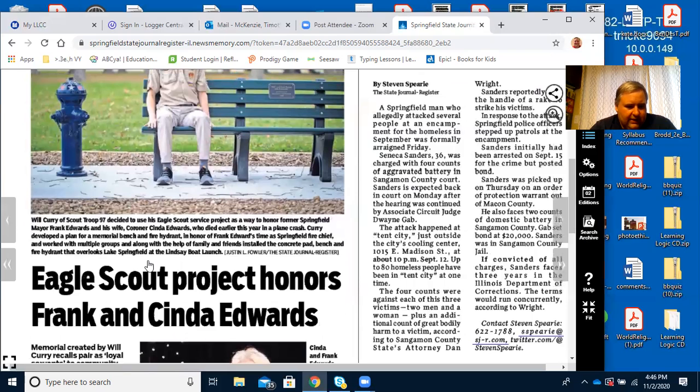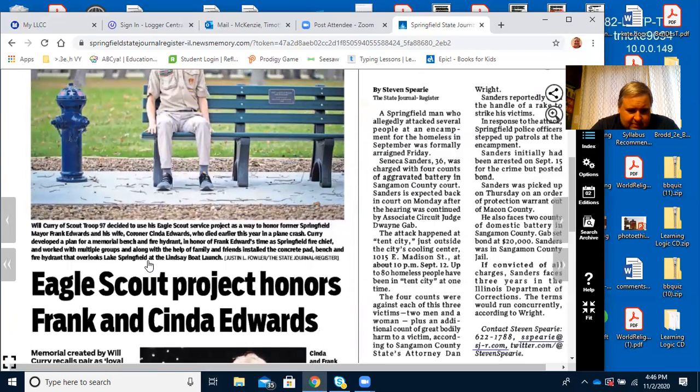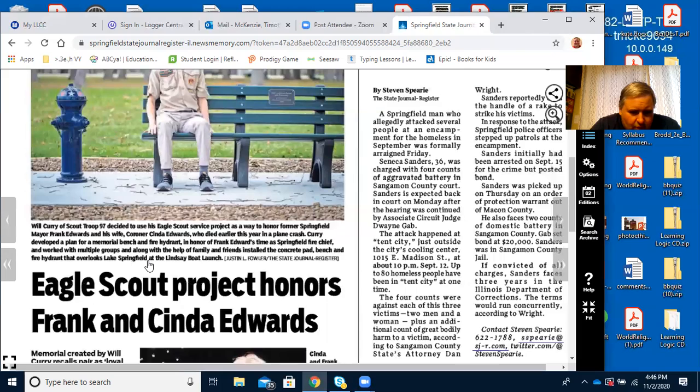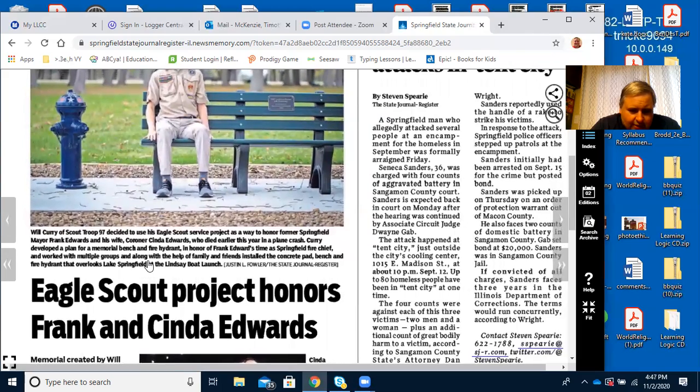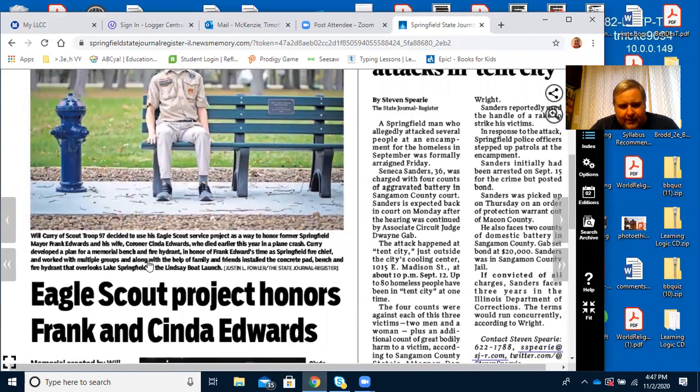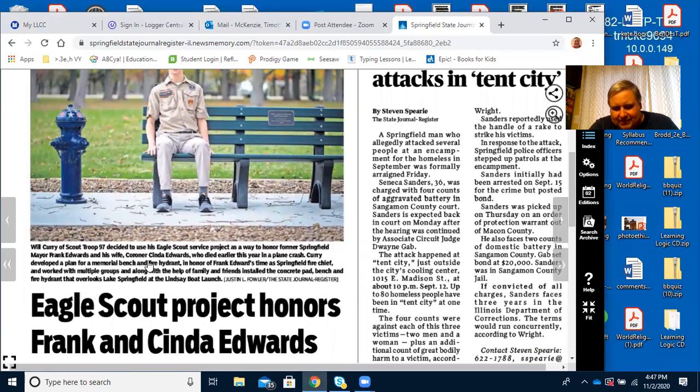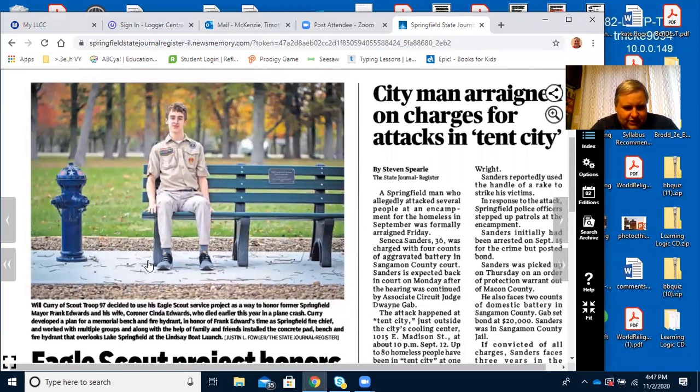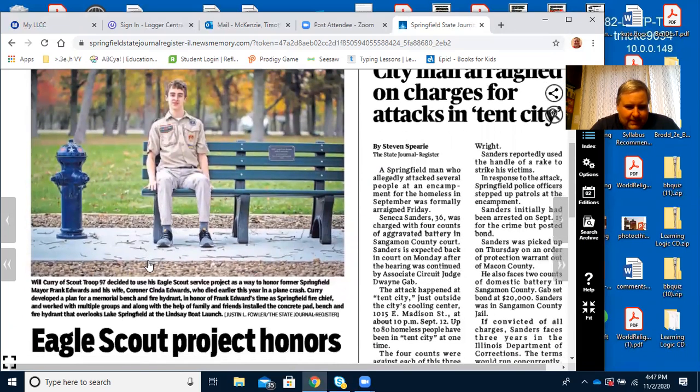So in here, Will Curry of Scout Troop 97 decided to use his Eagle Scout service project as a way to honor his former mayor, Frank Edwards, and his wife, Coroner Cinda Edwards, who died earlier this year in a plane crash. Okay, that one's a little bit different because it's just a portrait of a kid sitting on a bench. And so this one's going to follow a little bit different style.